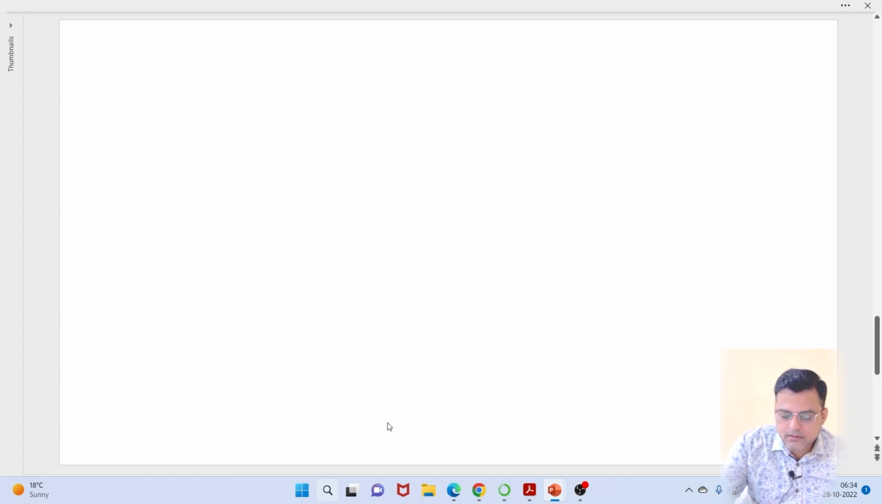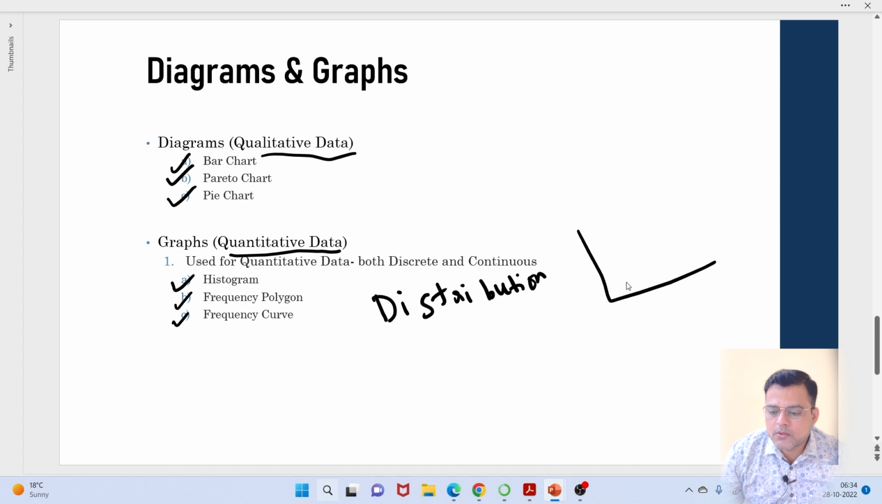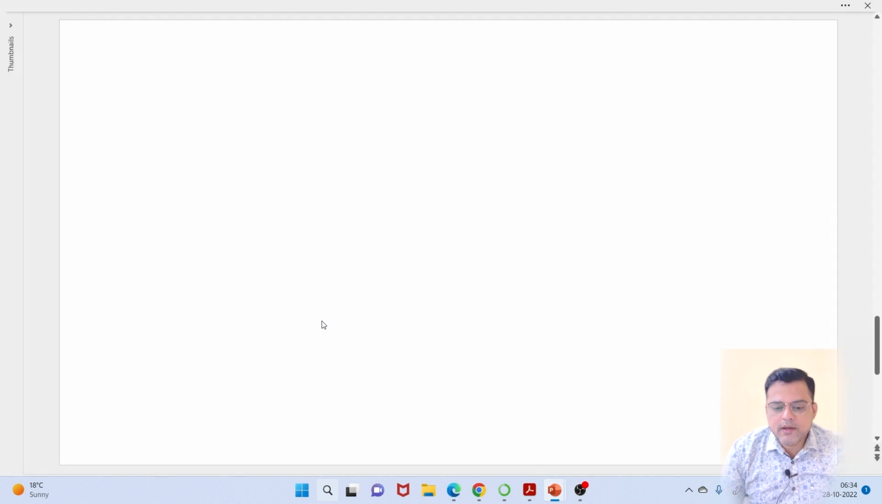The last one is for the quantitative data, which is histogram. So histogram is used to show how your data is distributed. So there is a concept called as normal distribution. So whether your data is normally distributed or whether your data is skewed, this is shown by the histogram. So histogram is a very important chart which is basically used to show how your data is distributed.